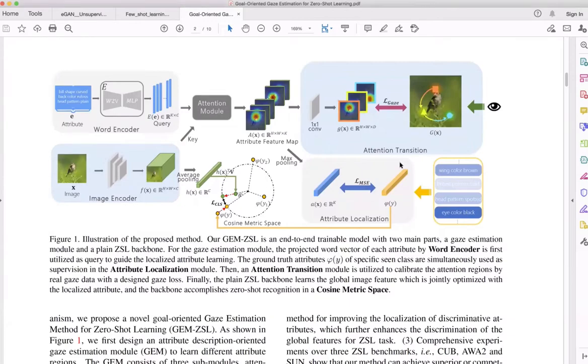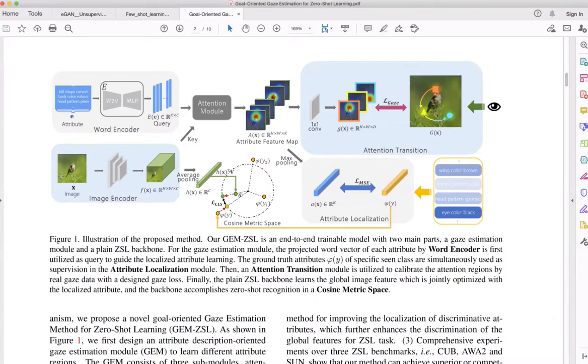Okay, so I will go now into detail of the implementation that they use. So here is the detail. Here you see this is an input image X, and you have the attribute, so a list of attributes here, like a bag of words. It is bill shaped curved, back color rufous, head pattern plain. So that's the GS, an end-to-end training model with two main parts. We have the gaze estimation module and a plain ZSL backbone.